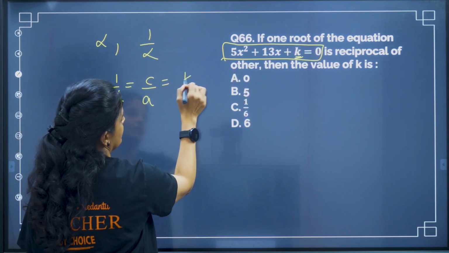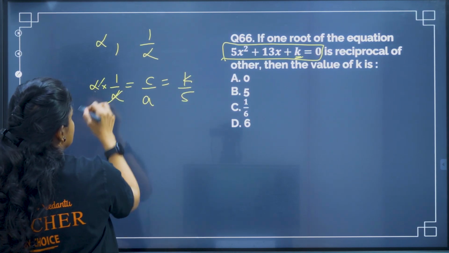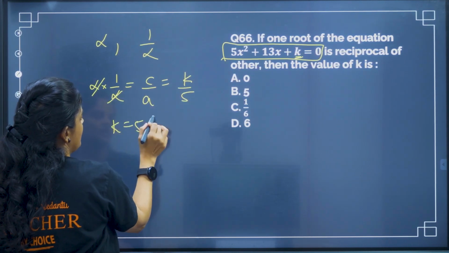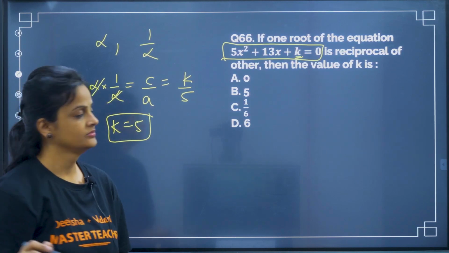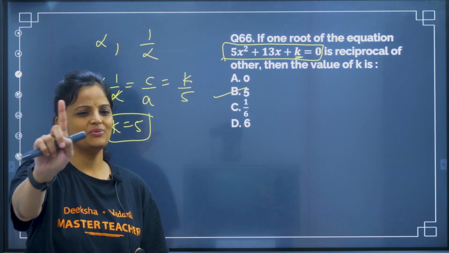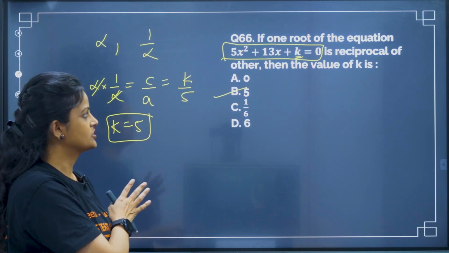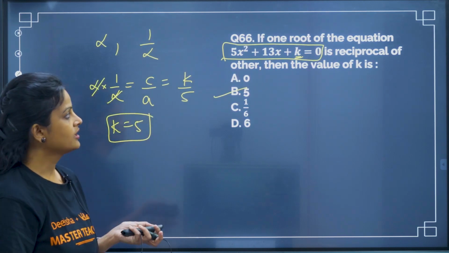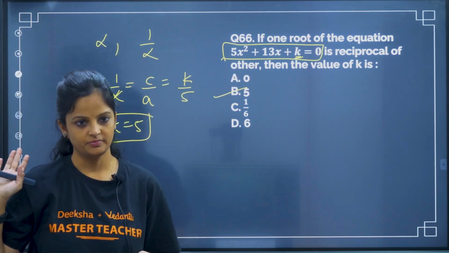According to that, I have k by 5. Alpha is gone, k is 5. How simple it is. See, option B again, right? I know many of you would have done this question, easy one. So product of the root you have to take. That's all. Done.